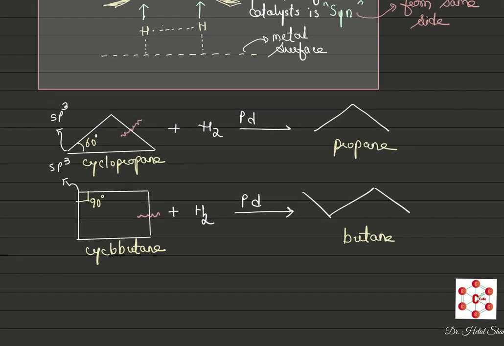What is the general formula of cycloalkanes? Cycloalkane is CnH2n. Any cycloalkane would belong to which general formula? CnH2n. And any alkane, what is its general formula? CnH2n plus 2. So what are you adding now? You are adding 2 hydrogens so that a cycloalkane becomes a normal alkane by adding 2 hydrogens, breaking the bond. Right?